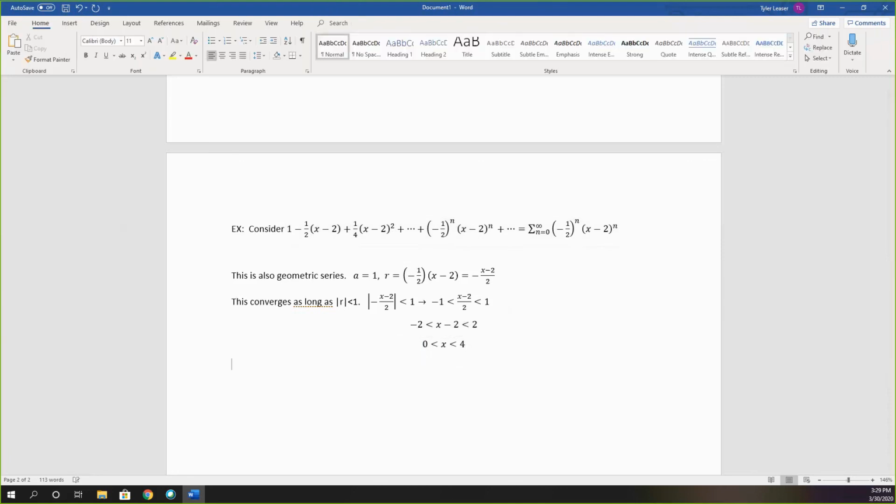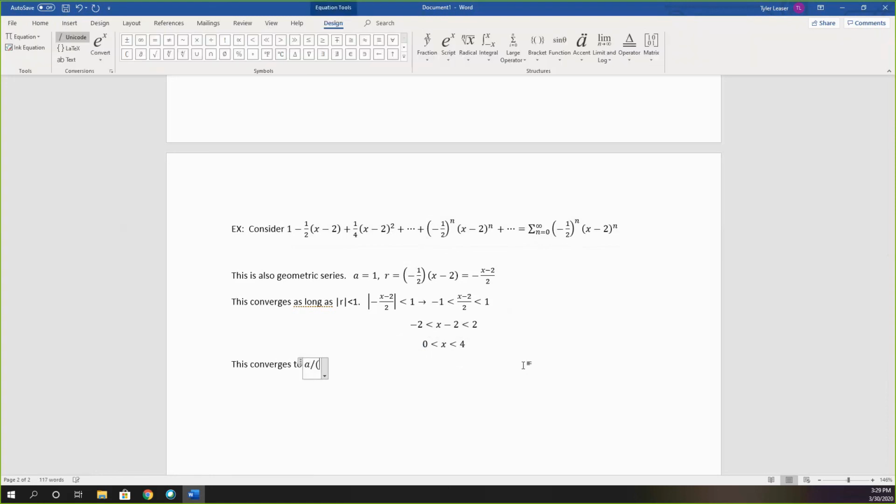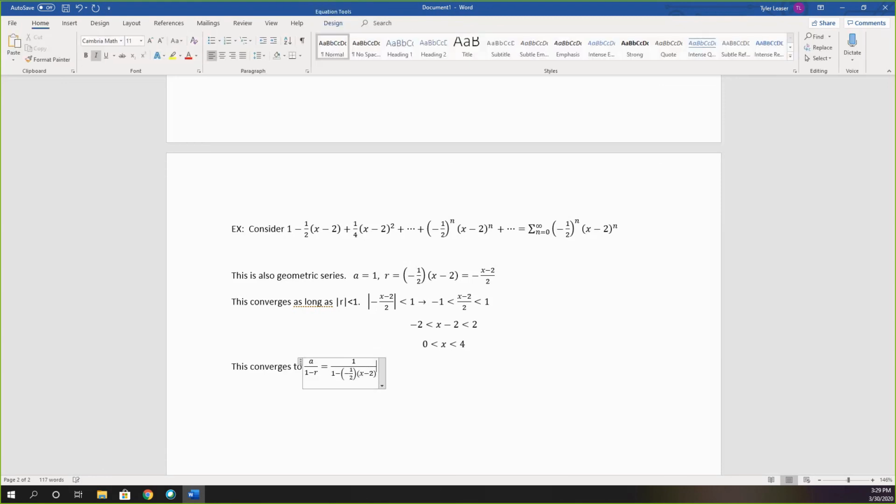To figure out what it converges to, remember this is where we want to do the a divided by 1 minus r. Our a is just 1. And we're going to divide that by 1 minus, we have to be a little bit careful here. Our r value is negative 1/2 times x minus 2. And then just solving this real quick, you play around with it. It shouldn't be too hard to see that this converges to 2 over x. So distribute, the double negatives here cancel out to be a positive 1/2. Distribute the 1/2 into there. You have to do a little bit of magic to cancel this out, but 2 over x should be the final answer there.